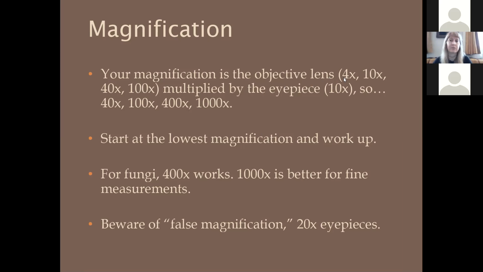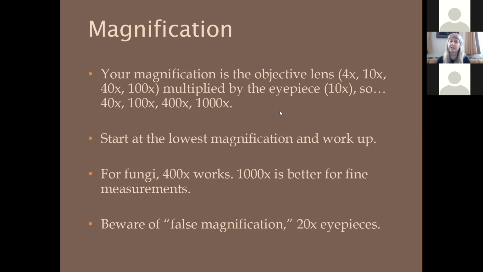And mine are 4 times, 10 times, 40 times, and 100 times. So I am multiplying each one of those things by the magnification that I'm getting from the eyepiece. So ultimately, my total magnification for each one of those objectives is going to be 40 times, 100 times, 400, or 1,000. My microscope only goes up to 1,000, and 1,000 is plenty for doing pretty much anything mushroom related.